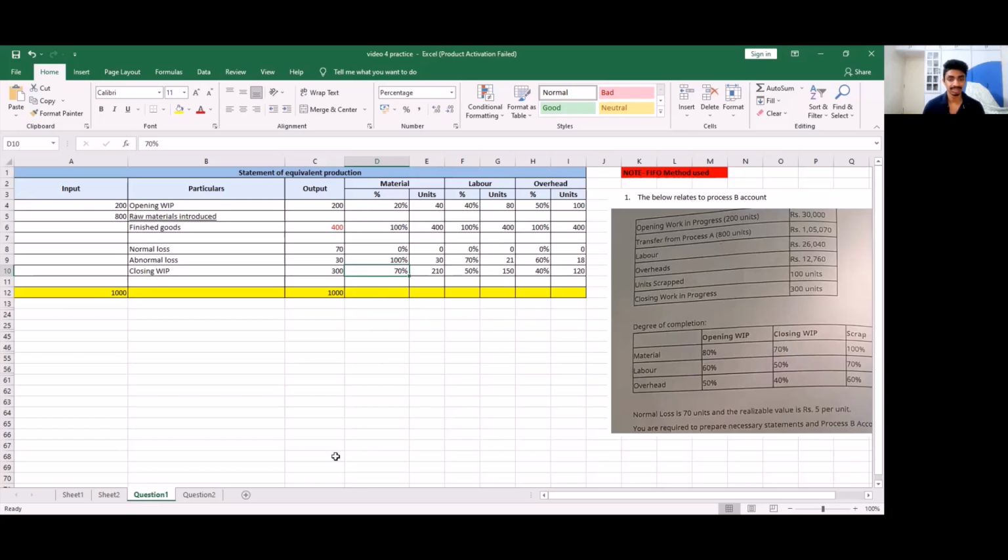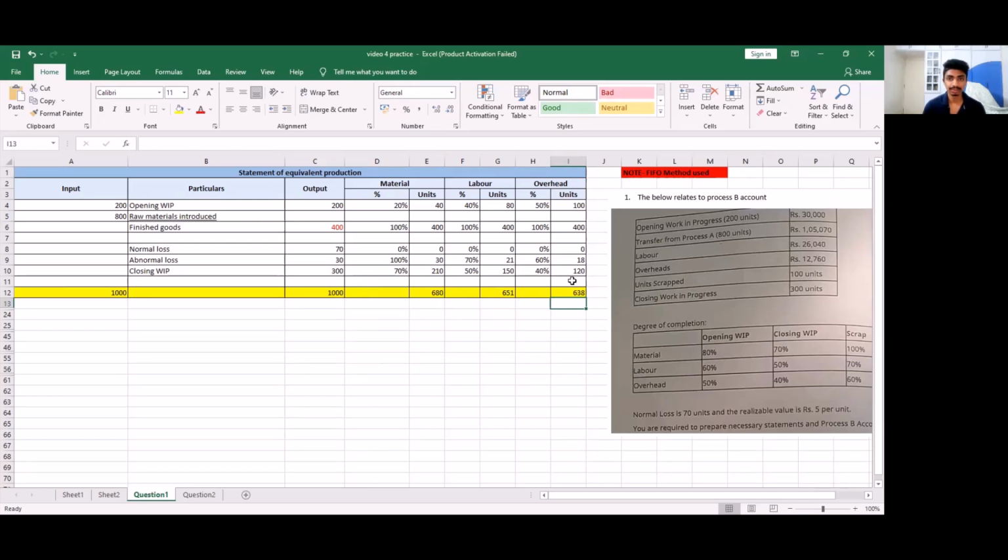If you have understood this, let's total our statement of equivalent production to find out our equivalent production for materials, labor, and overheads. The number of units for material, we have 680. Number of units for labor, we have 651. And number of units for overheads, we have 638. With this, we are done with our statement of equivalent production.